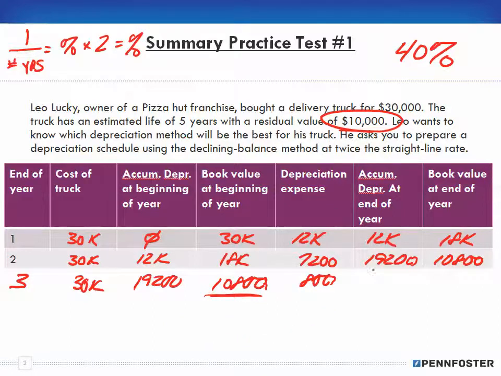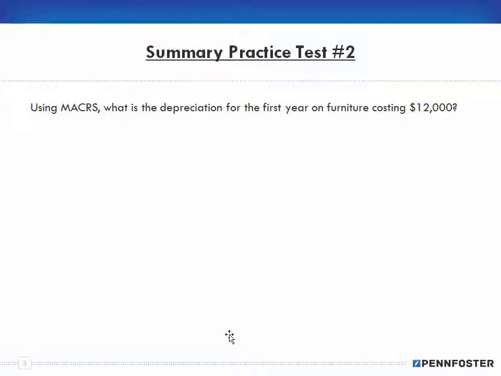And that means our accumulated depreciation is the 20,000, and our book value is that 10,000 residual value. So that's how the declining balance works. If you have any questions, feel free to watch it again or give us a call. All right.